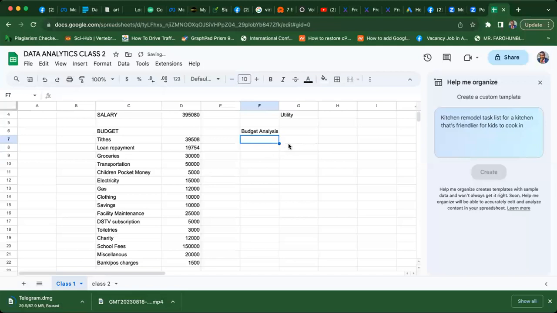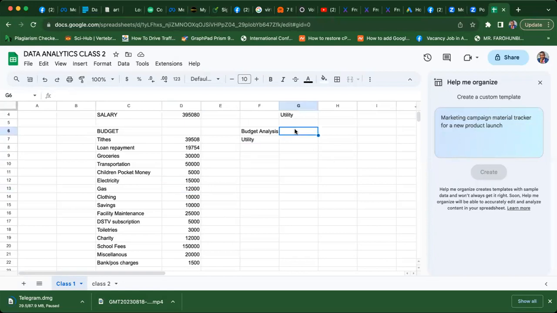Now, if you want to do analysis, definitely you want to look at percentages of what is going on. So let's look at utility. What are the things that are utility in this budget? Can you mention them? Electricity. That's cell D12. Somebody should take note of that. What other thing? DSTV subscription.